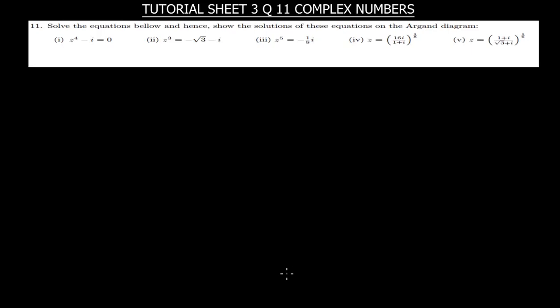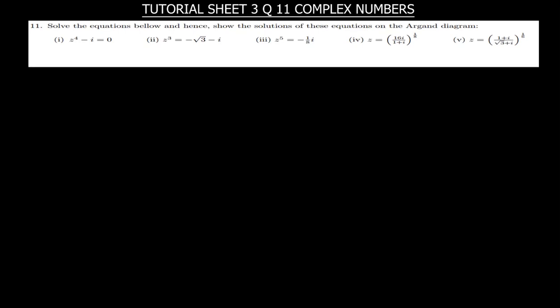Hi everyone, so this is tutorial sheet 3, question 11 on complex numbers. I'm going to start with this first question here. I'm going to solve it. And I'll also solve question 2 and probably even question 3. And I'll show you how to solve question 4 and 5. I don't want to be making the videos long, but I'll show you how to solve them. That's the reason why I only solve part of each and every question and leave some questions out.